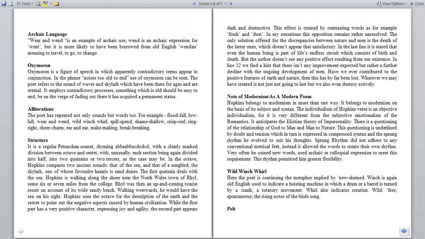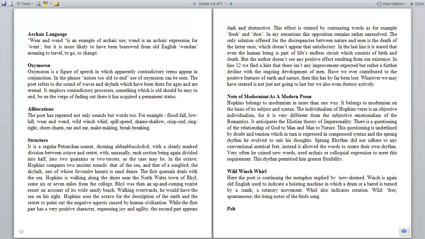In the octave, Hopkins compares two ancient sounds, that of the sea and that of a songbird, the skylark, one of whose favorite haunts is sand dunes. The first quatrain deals with the sea. Hopkins is walking along the shore near the North Wales town of Rhyl, some 6 or 7 miles from the college. Rhyl was then an up and coming tourist resort on account of its wide sandy beach.